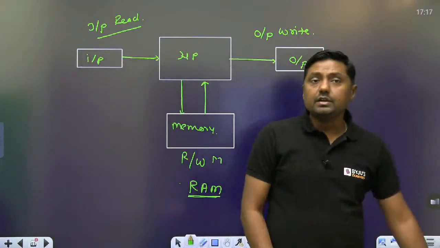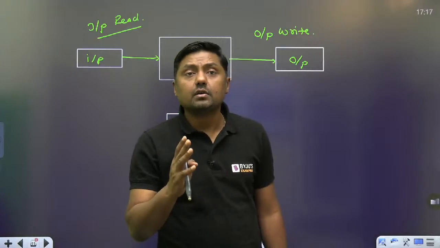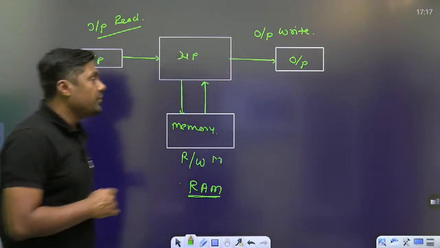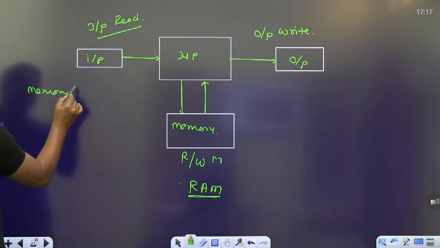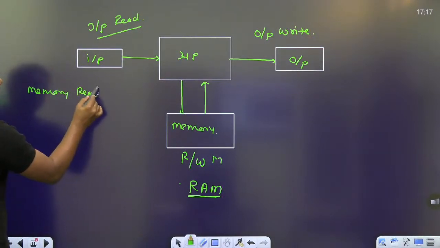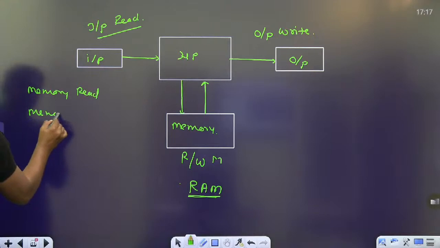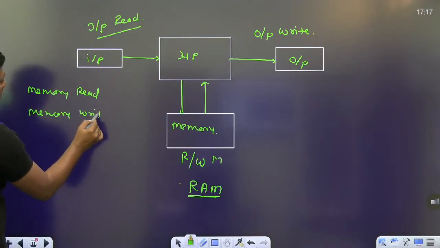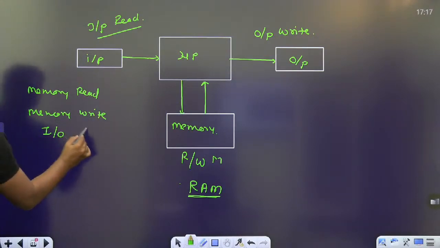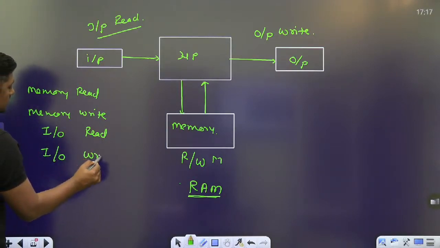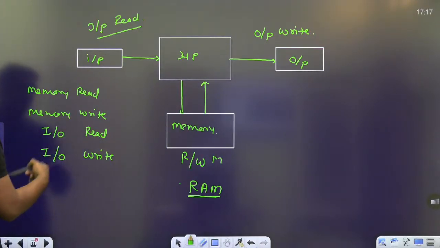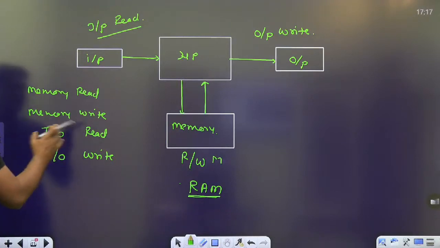This is called read write. So there are four basic functions. What are the four basic functions? Memory read, memory write, input output read and input output write. So normally we are saying input output read and input output write.